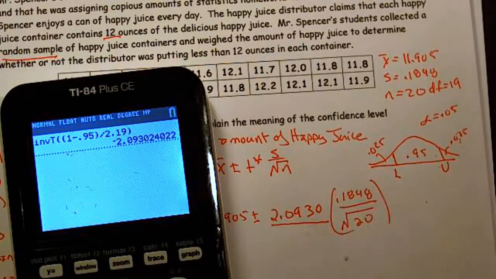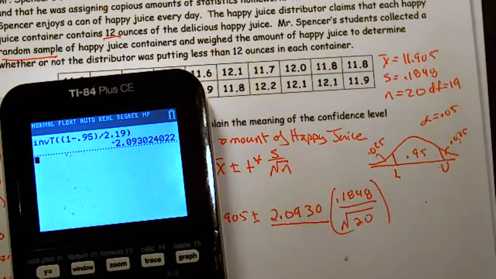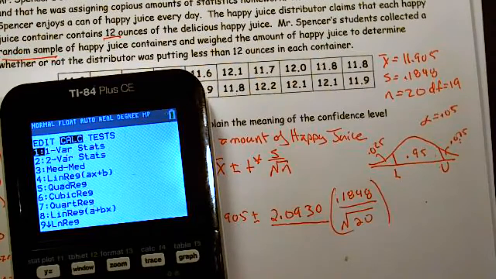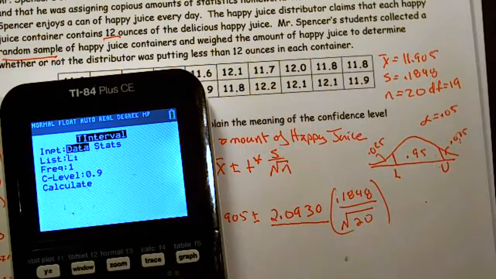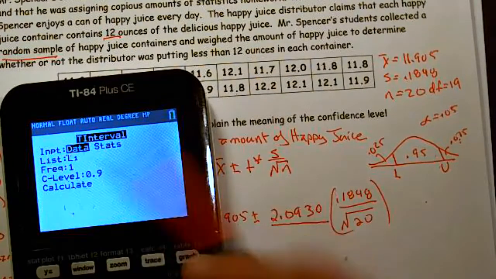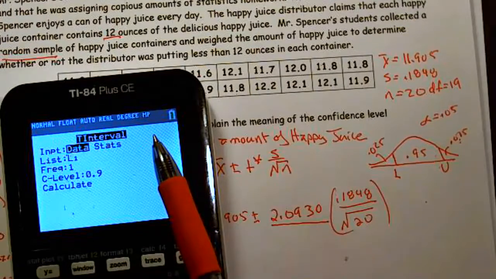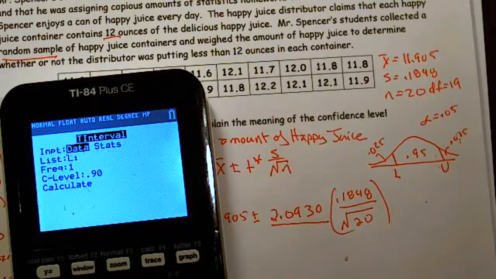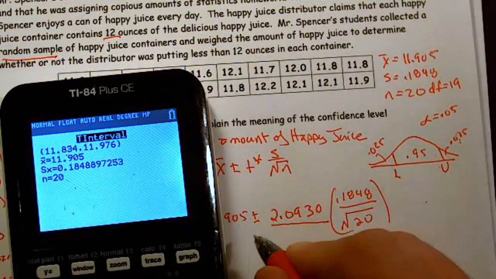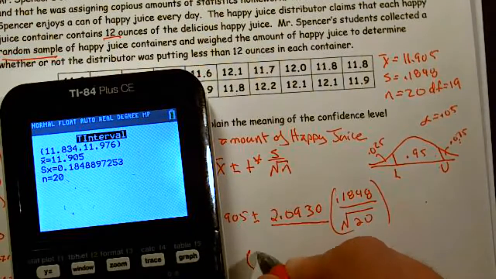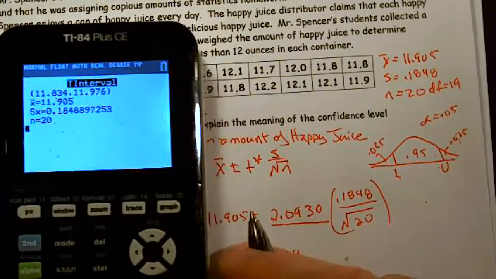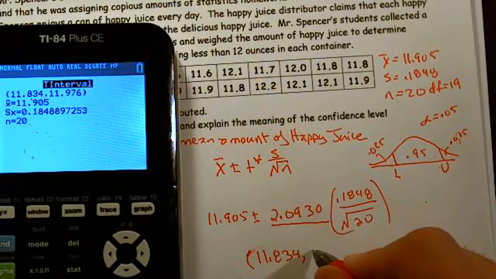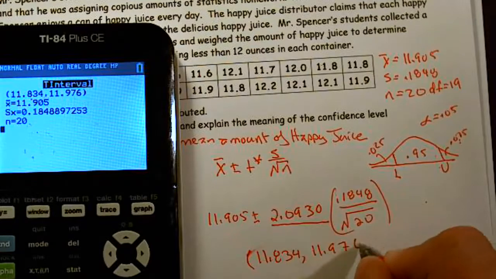All right, now that we've done this, we can go ahead and run this thing and get our actual interval. So stat, test, and we're going to drop down to number 8, which is our T interval. And we have our data list. It's in L1, and we're going to do a confidence level of 0.90, or 90%. And we end up getting an interval of 11.834 and 11.976.